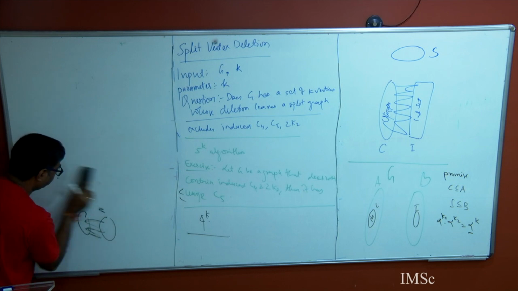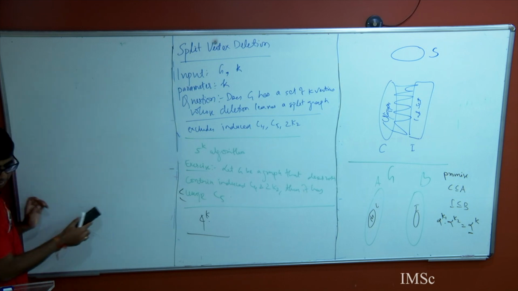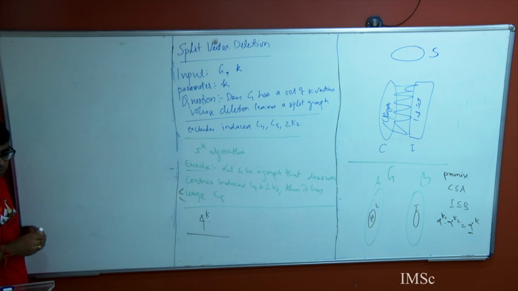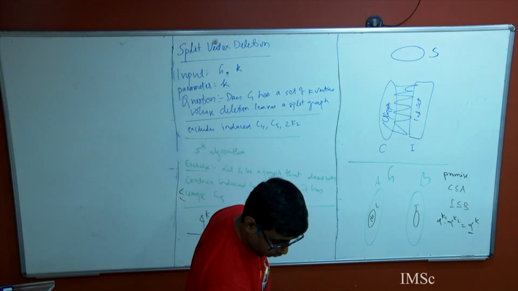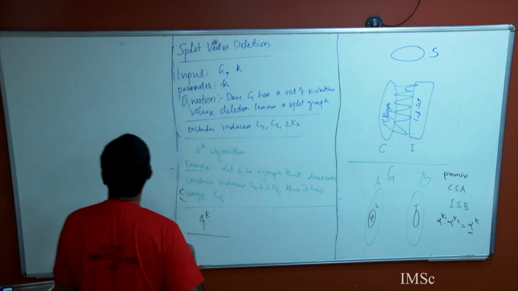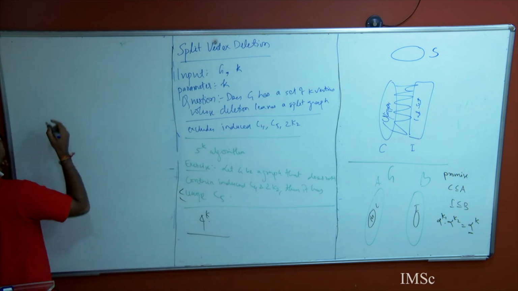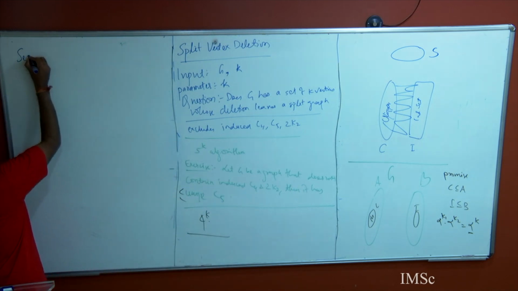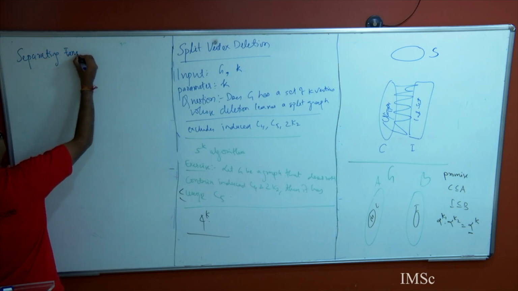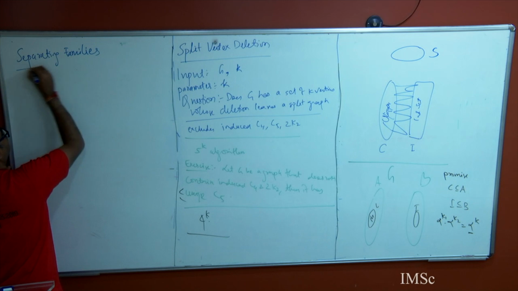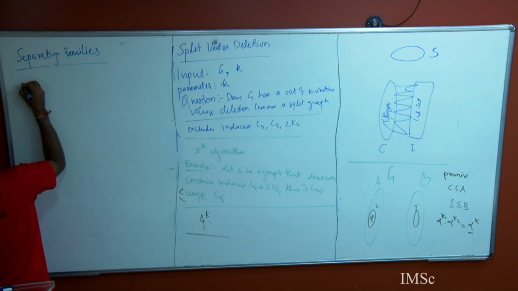So here is what I'm going to introduce, what I call separating families. The objects are called separating families. I know there are people in this room who have made their lives out of separating families. So what is a separating family? I'll give you an algorithm.